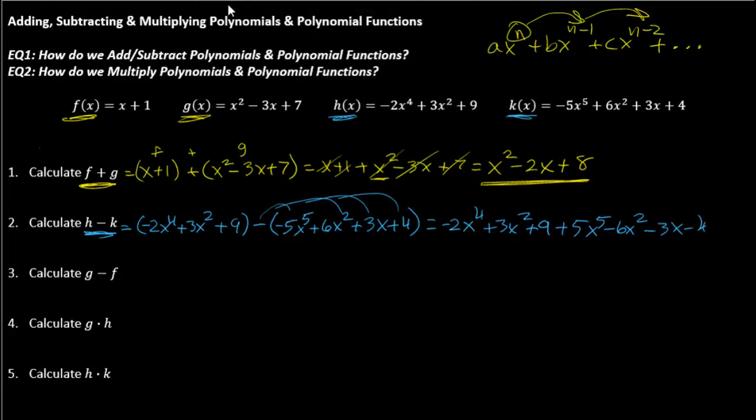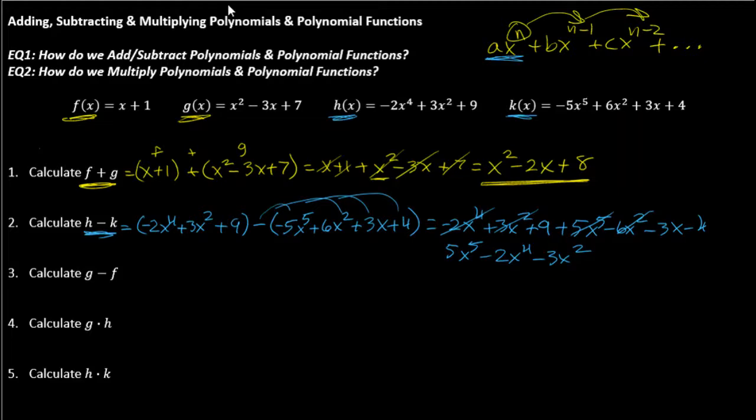And again, all we're doing here is combining like terms. So we're going to start with the highest degree term. That's going to be this 5x to the fifth. There's nothing to combine with it. 5x to the fifth. Then we're looking at our terms to the fourth, and there's only one, so I'm going to bring that down as well. Then we need to combine the squared terms. So plus 3x squared minus 6x squared minus 3x squared is what I'm left with.